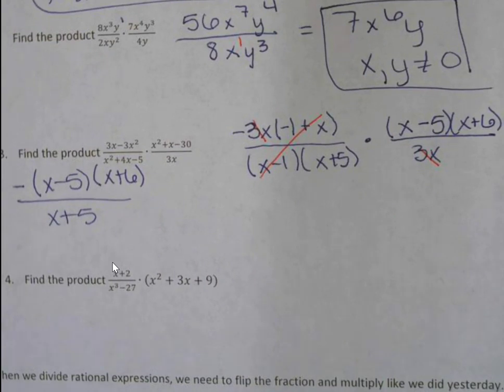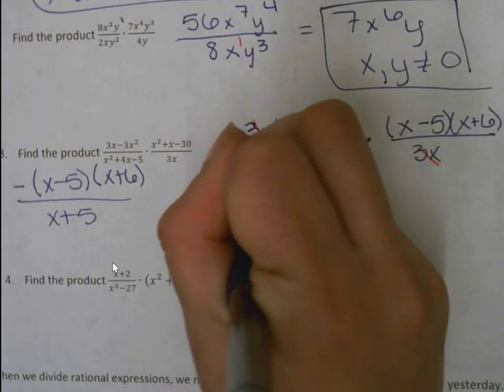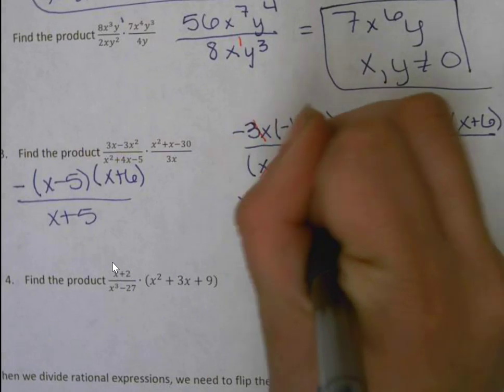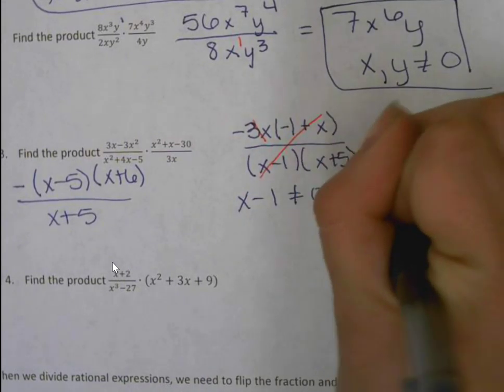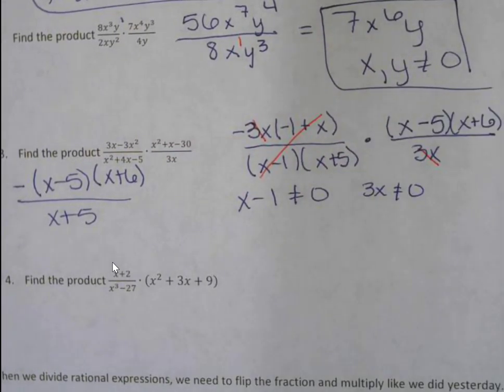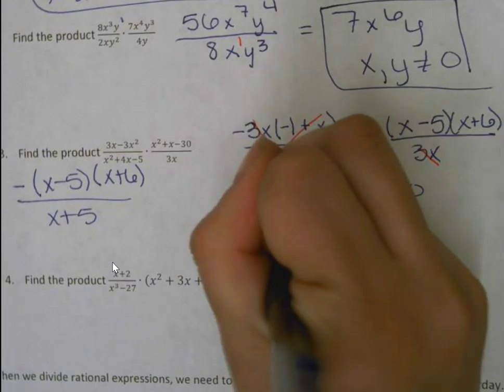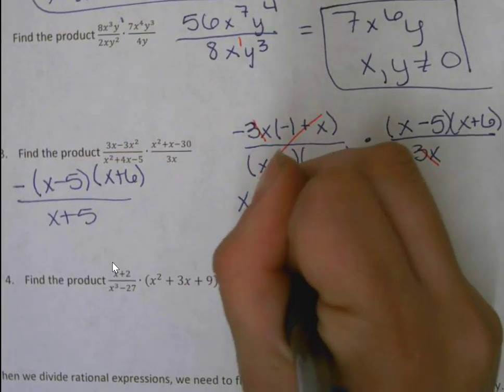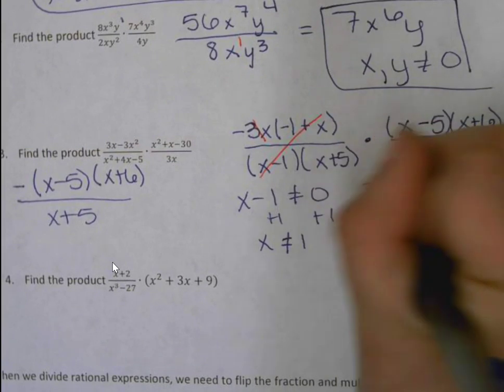Okay, so then I'm going to take the two things I canceled out and set them not equal to 0. So I have x minus 1 doesn't equal 0 and 3x doesn't equal 0. And I solve for x. So on the first one, x can't be 1. And on the second one, x can't be 0.